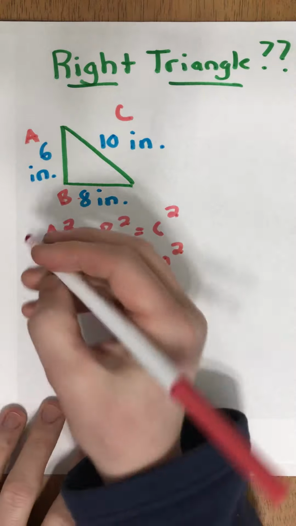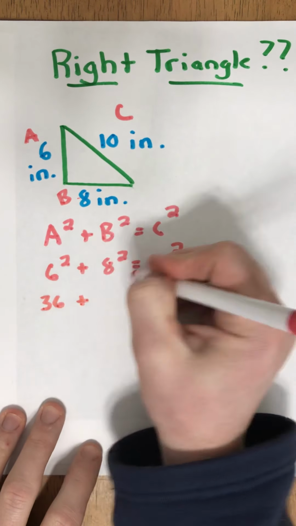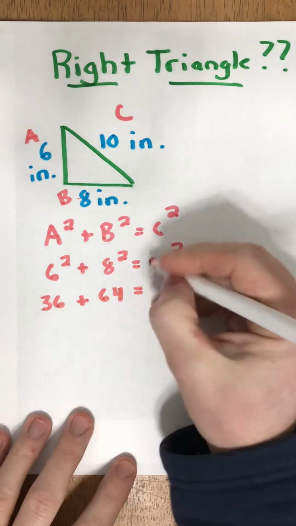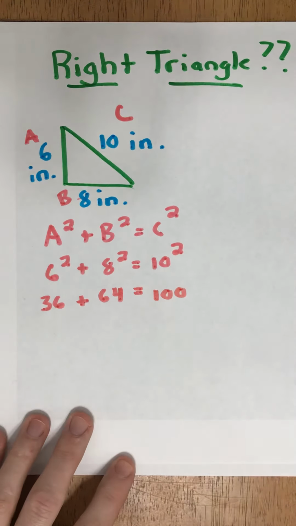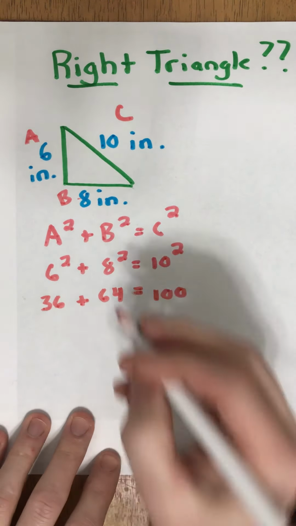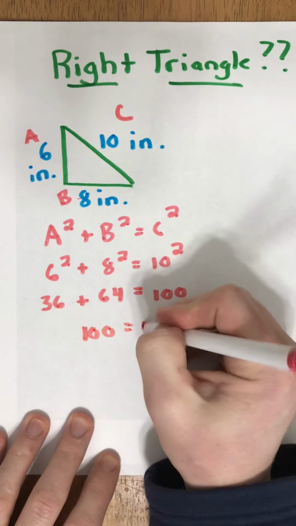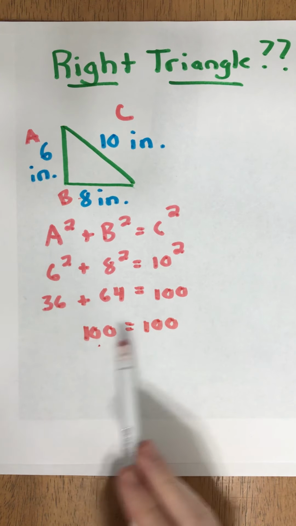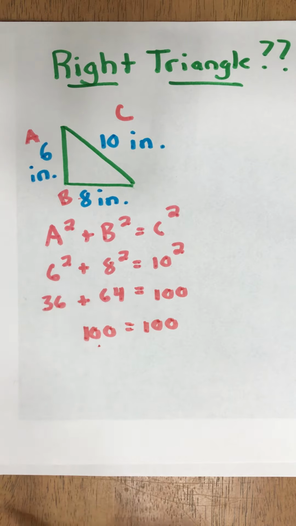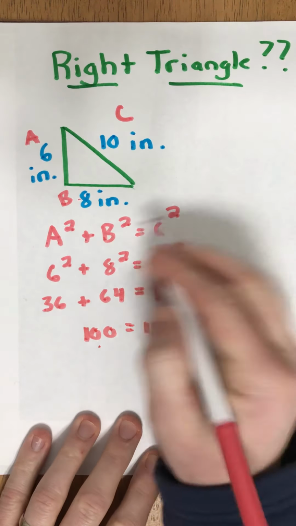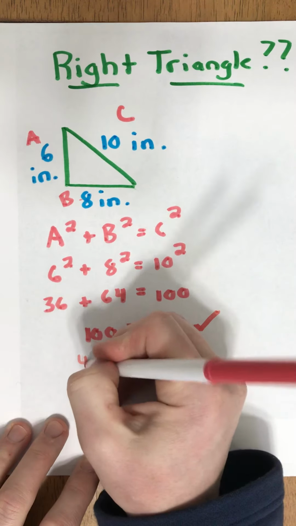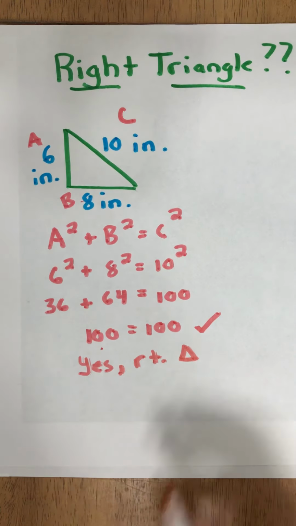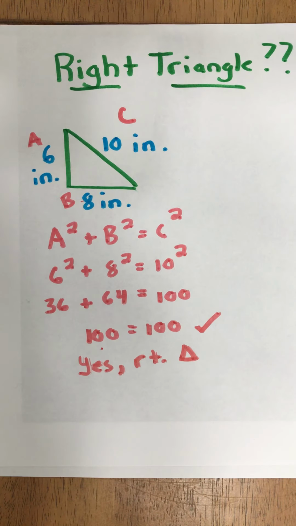All right, 6 squared is going to give me 36. 8 squared will be 64, and 10 squared is equal to 100. I'm going to add up 36 and 64. I'm going to see that I have 100 equals 100. So notice here, I get 100 equals 100. We obviously know that's true. So because our Pythagorean theorem works, in this particular example, we can say yes, we have a right triangle. I'm going to be lazy and just draw a little triangle instead of actually writing the word here.